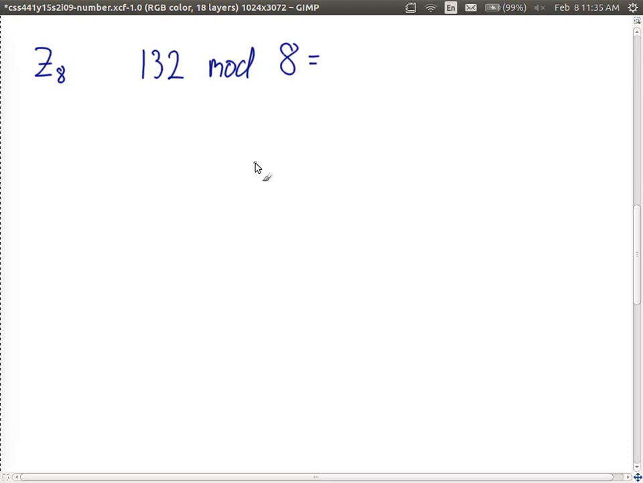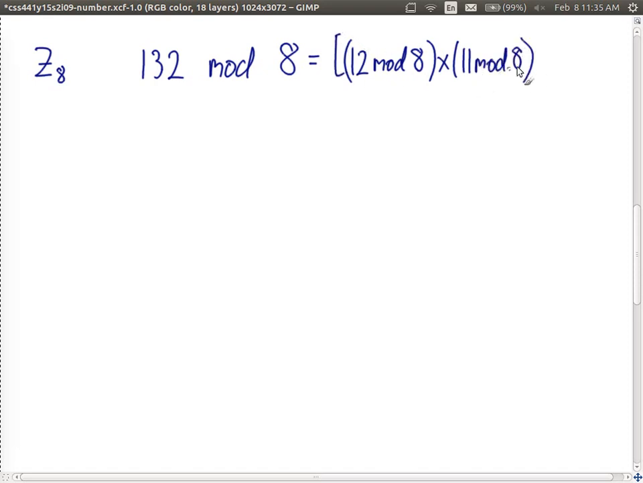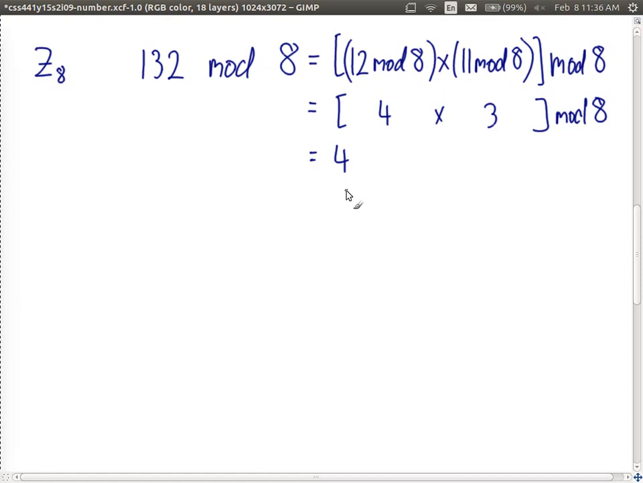There are some small numbers, but 12 times 11. There are other ways to do it, but 132 is 12 times 11. So we can expand that. 12 mod 8 times 11 mod 8, all mod 8. 12 mod 8 is 4. 11 mod 8 is 3. 4 times 3 is 12, and 12 mod 8 is 4. Okay, that's just an example of doing this expansion to maybe make it a little bit simpler.